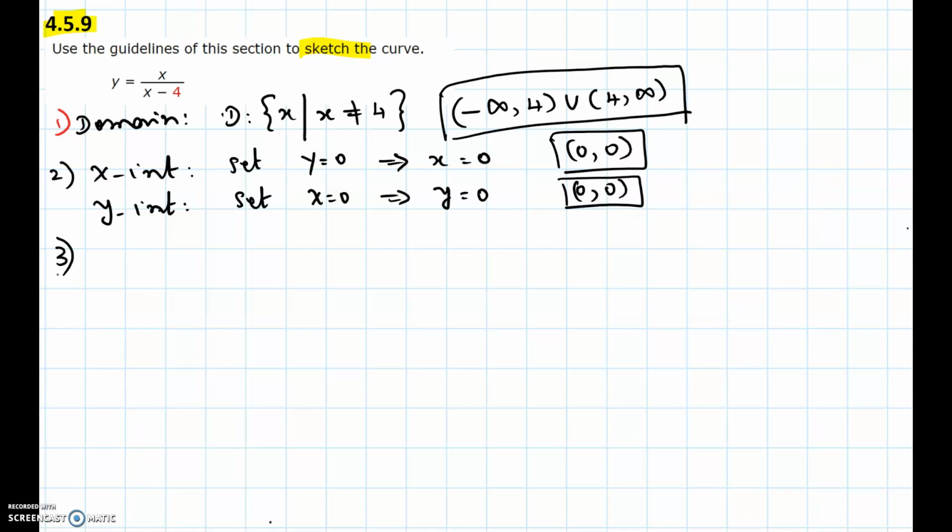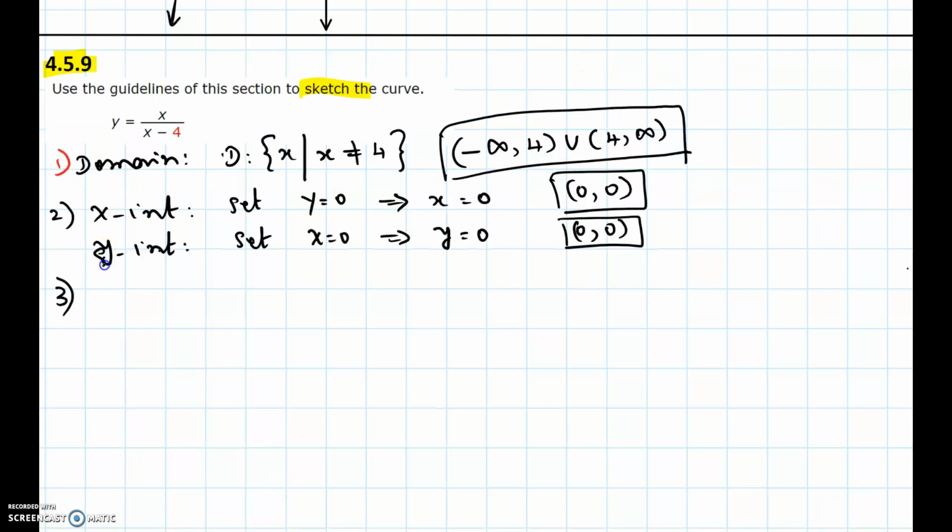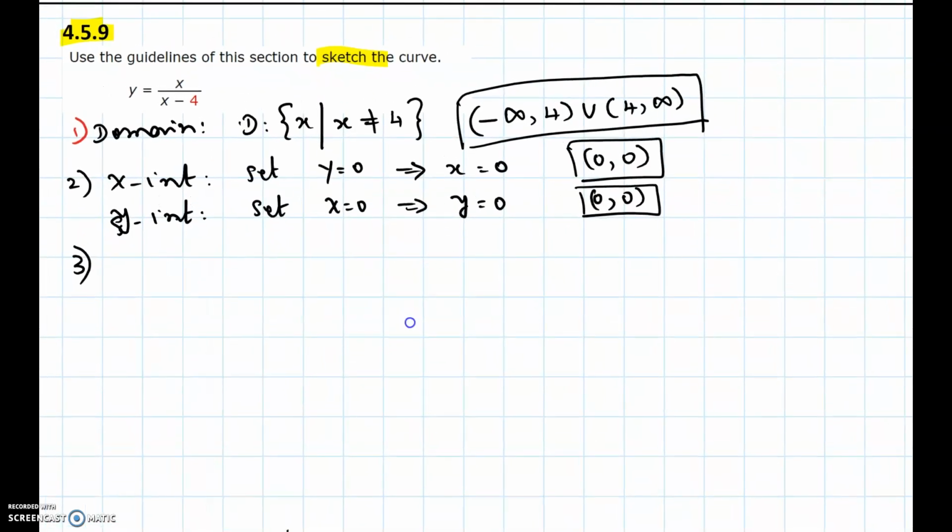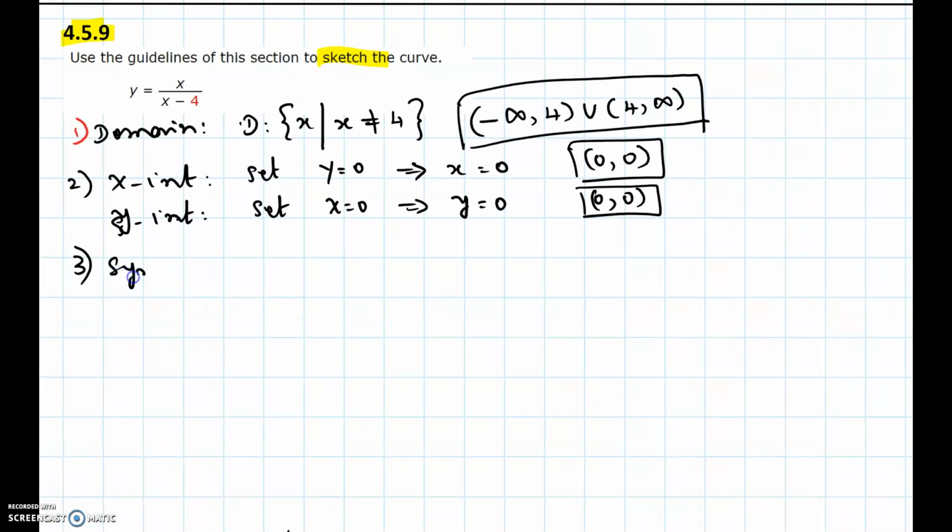Then we notice if there is any symmetry, we have to say where the symmetry is. We see there is no symmetry here, because by changing x to negative x, the sign doesn't change, nor does it remain the same. So there is no symmetry. And we have to find the horizontal asymptote and the vertical asymptote.